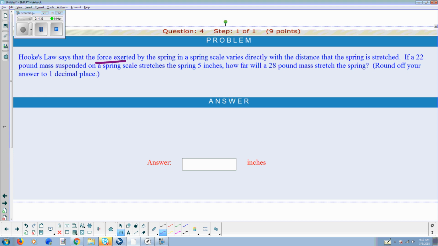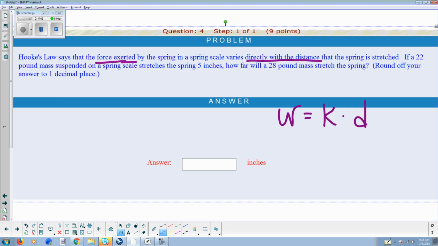The force exerted, with Hooke's law, we call that force weight. So we're talking about weight. But if you don't get that that's weight and you put an F, that's okay. Okay, you just got to come up with the formula. The force exerted by the spring in a spring scale varies directly with the distance that the spring is stretched. Varies directly means K times the distance that the spring is stretched. This one's quite a bit simpler than the last one.